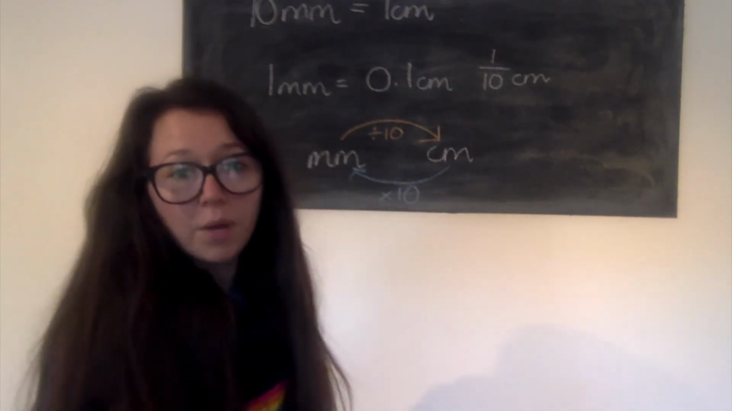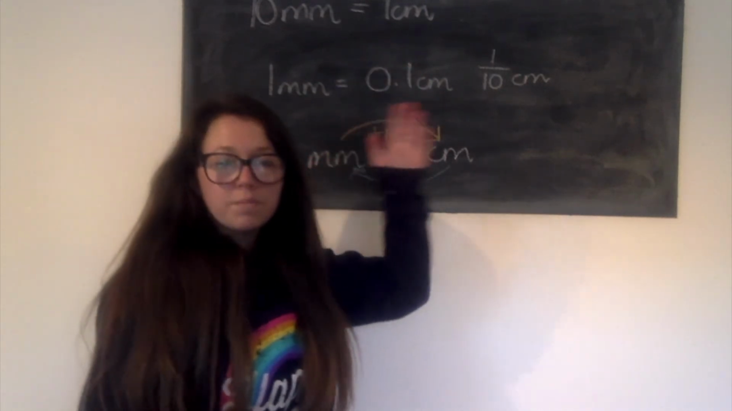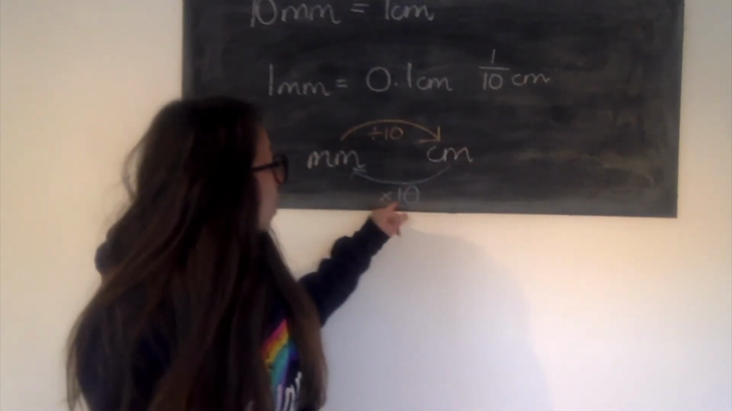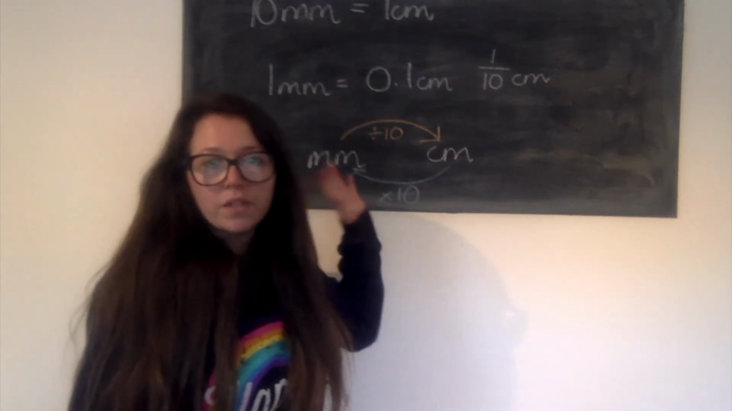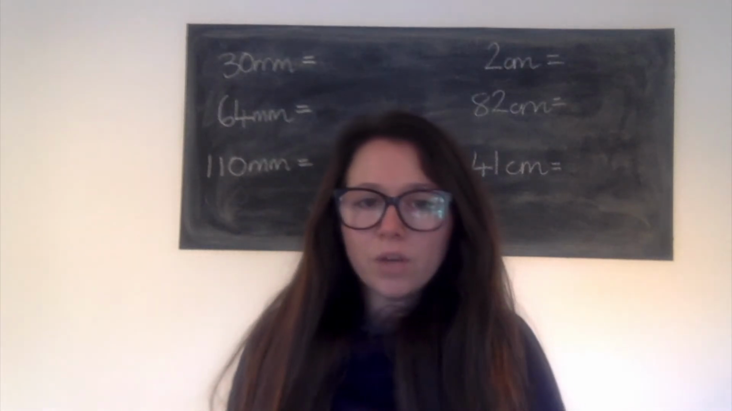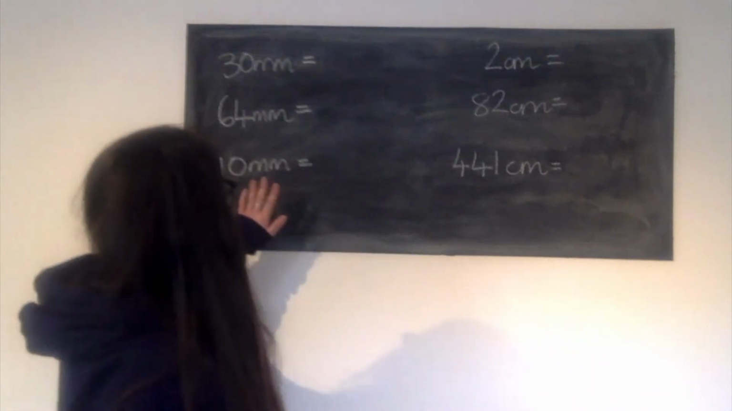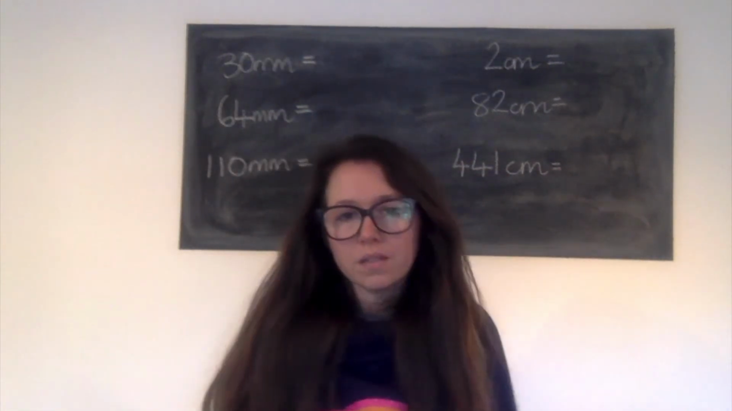Now we should be really well practised at this. To divide by 10, on our place value grid we move 1 place to the right, and to do times by 10 we move 1 place to the left. It's getting bigger. Okay, so that's key learning for today. I now want you to pause the video and have a go at converting these measurements. So I want you to convert the millimetres into centimetres and the centimetres into millimetres. Then we'll go through the answers.